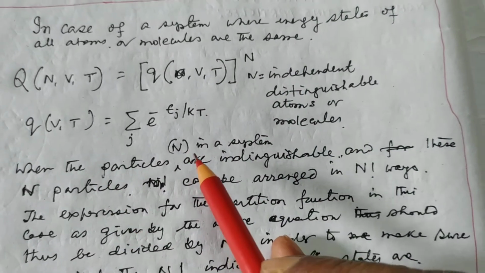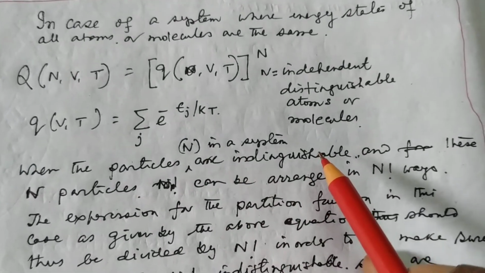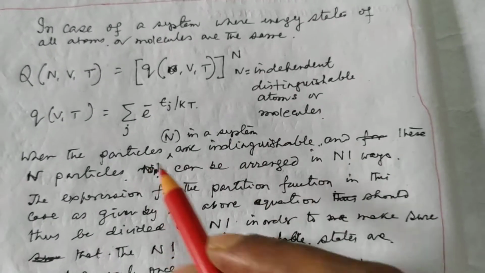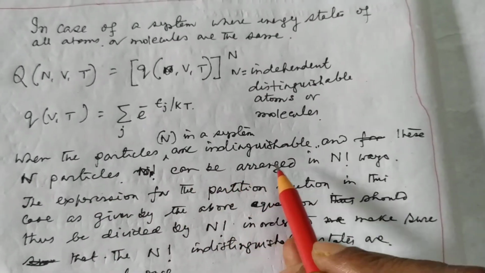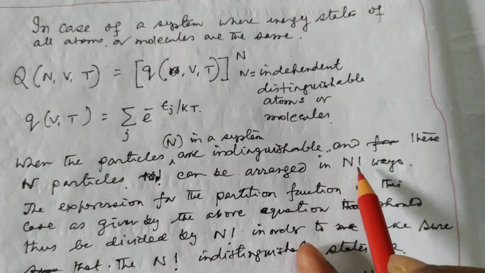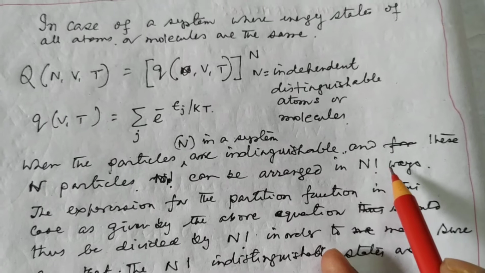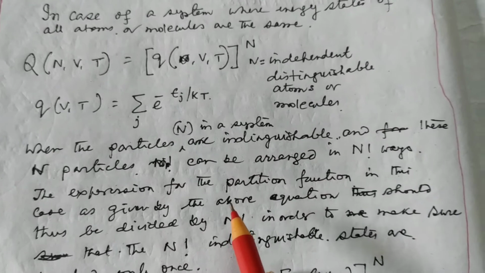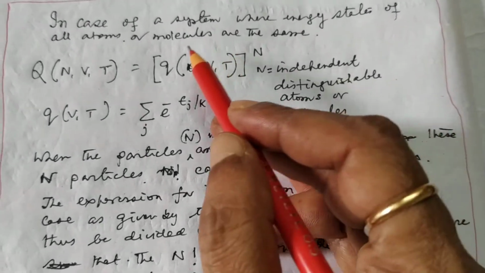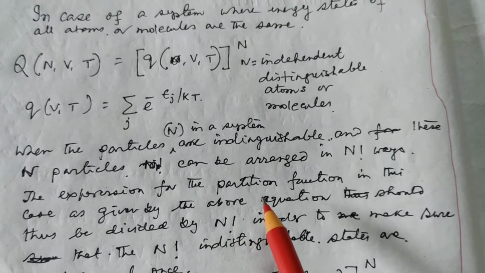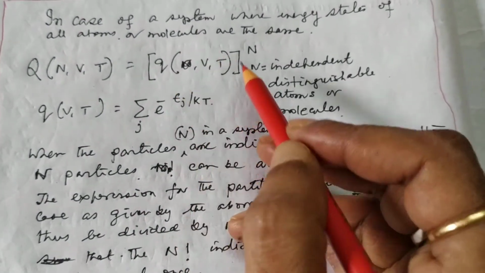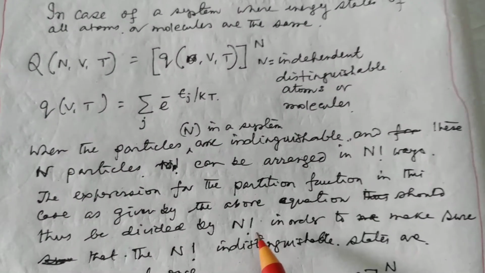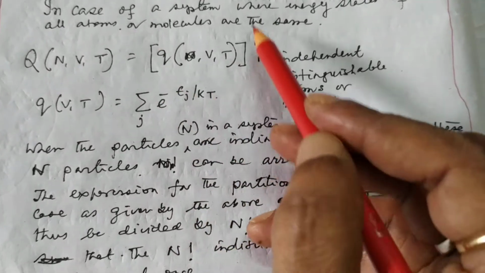But when the n particles in a system are indistinguishable, as in the case of an ideal gas, these n particles can be arranged in factorial n ways. Now the expression for the partition function, given by the above equation, should thus be divided by factorial n.